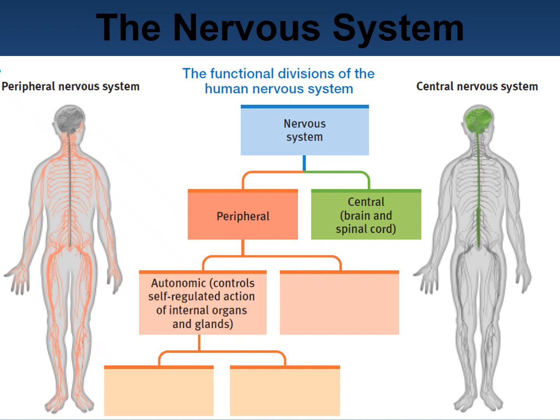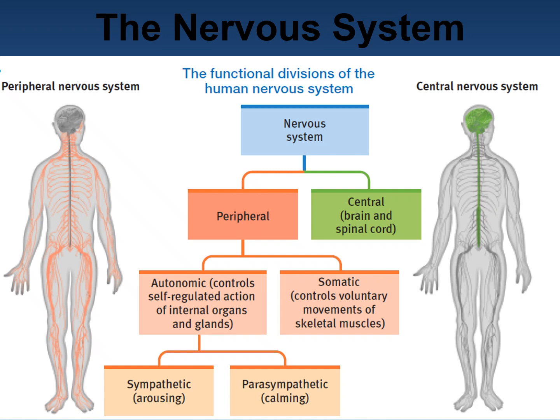Now the peripheral is your autonomic, which controls self-regulated actions of internal organs and glands, but also somatic, or controlling voluntary movement of skeletal muscles. The central nervous system tells the peripheral what to do. Under autonomic, you have sympathetic, which is arousing, and parasympathetic, which is calming.